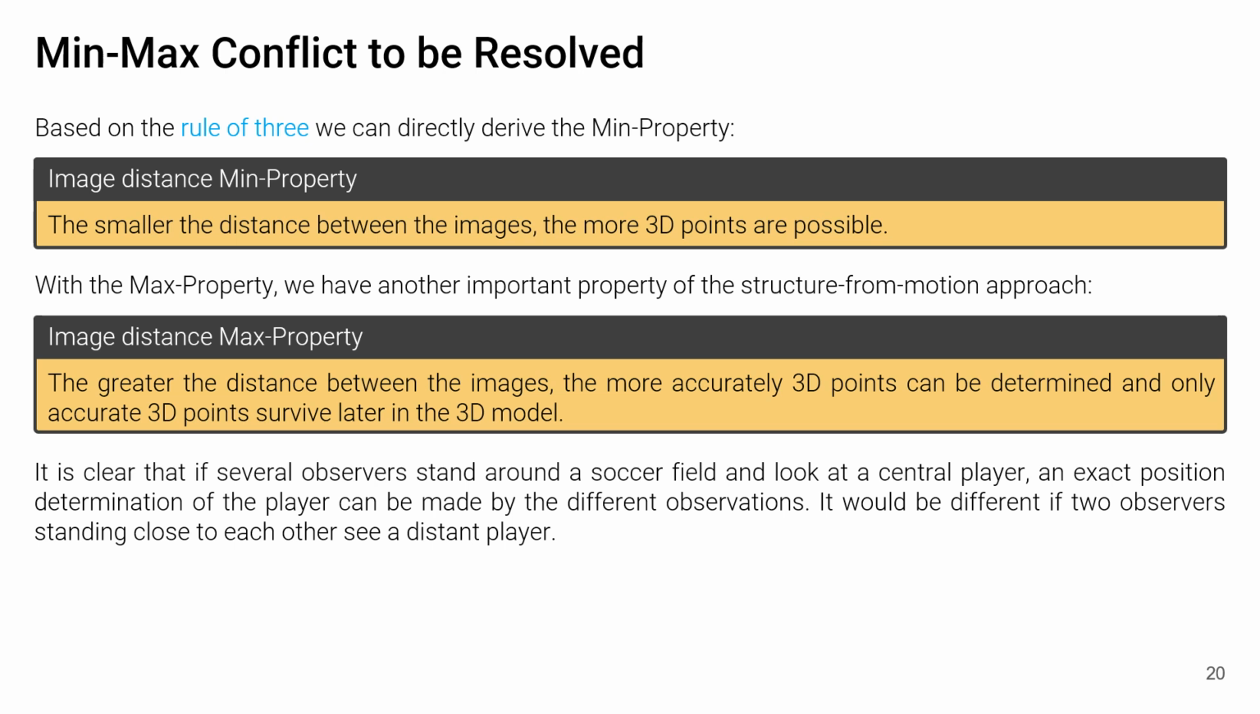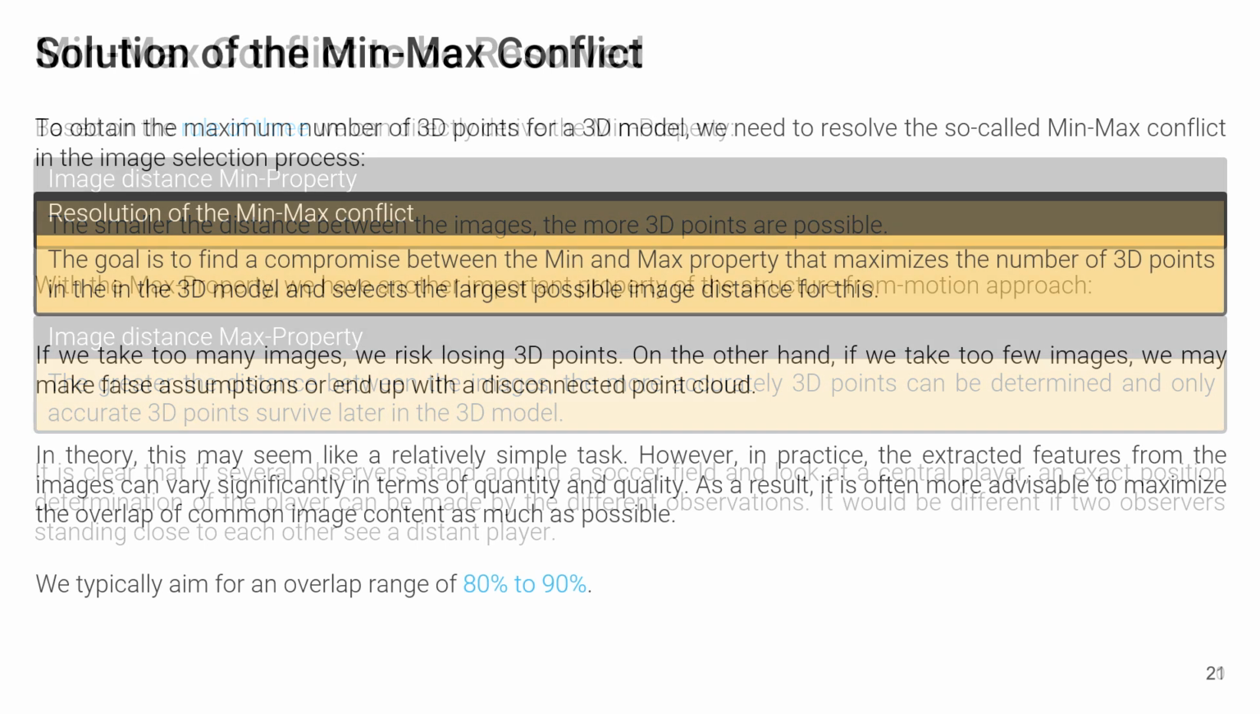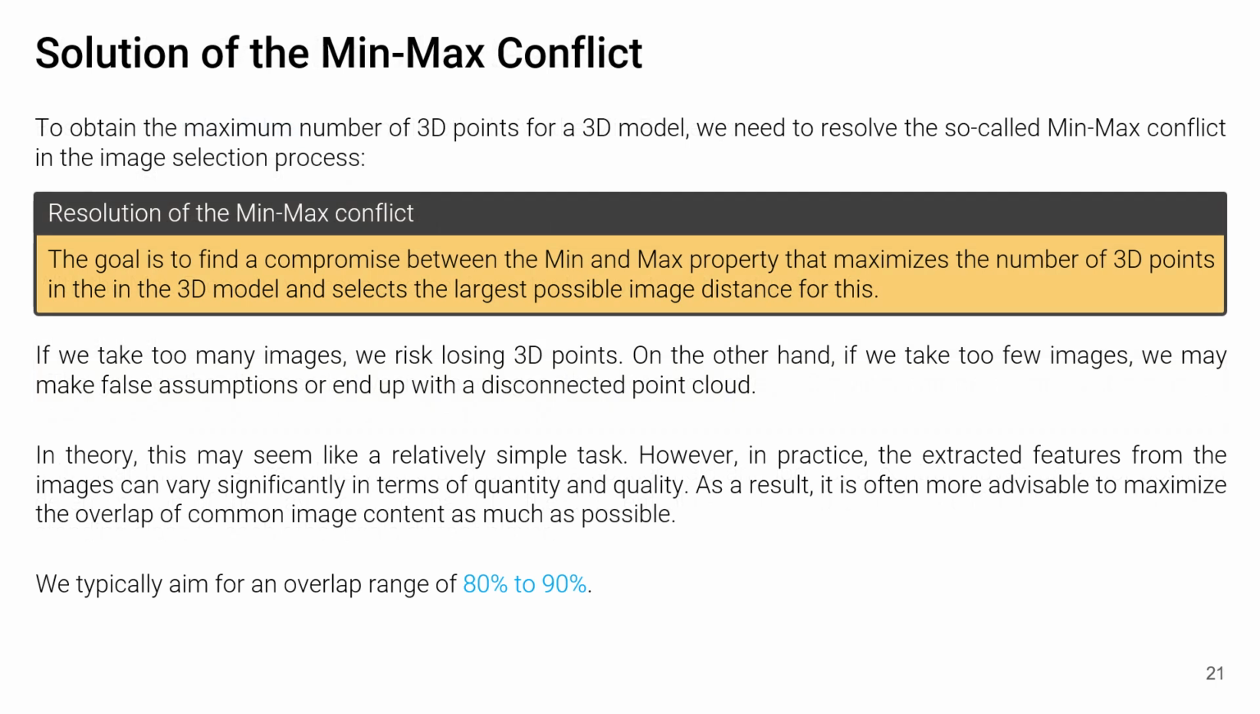It is clear that if several observers stand around a soccer field and look at a central player, an exact position determination of the player can be made by the different observations. It would be different if two observers standing close to each other see a distant player. By combining these two considerations, we can potentially describe a solution to the min-max conflict.